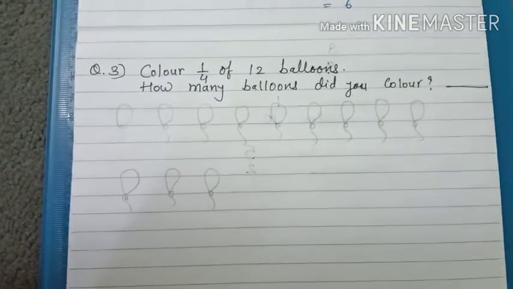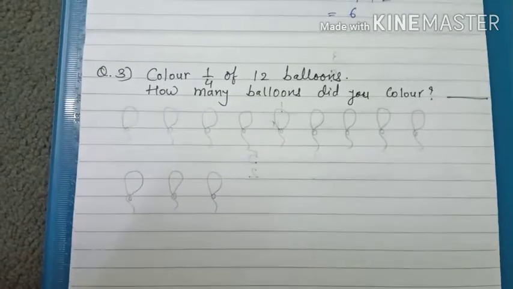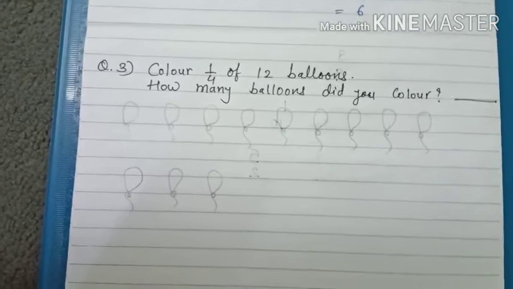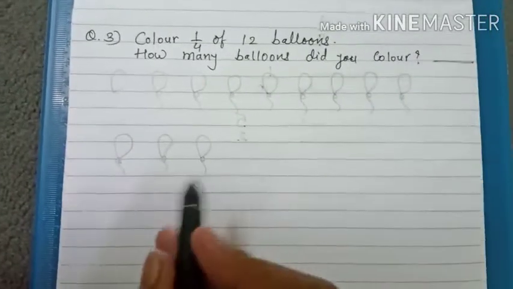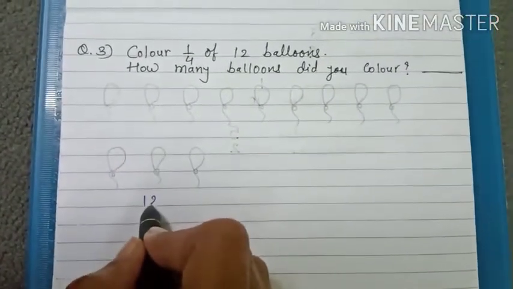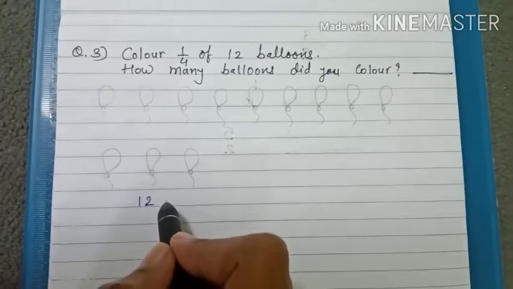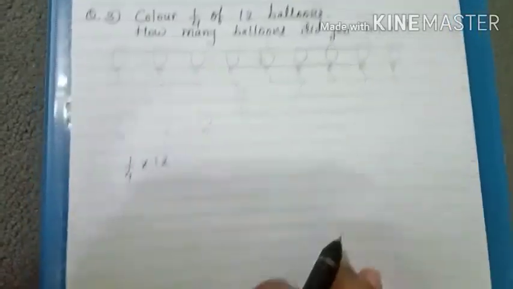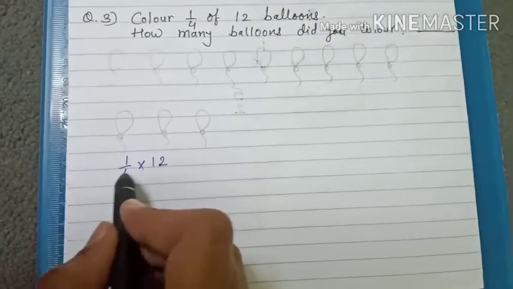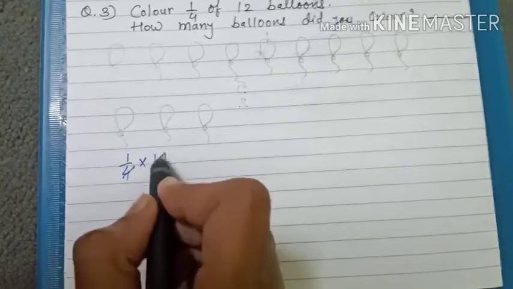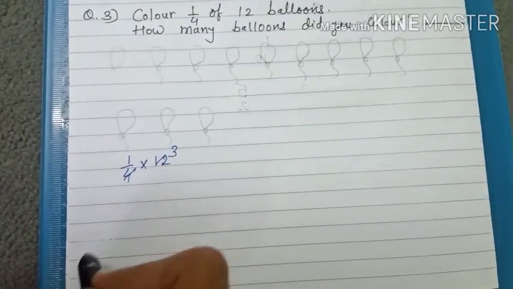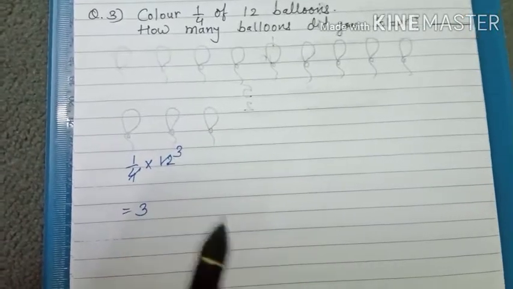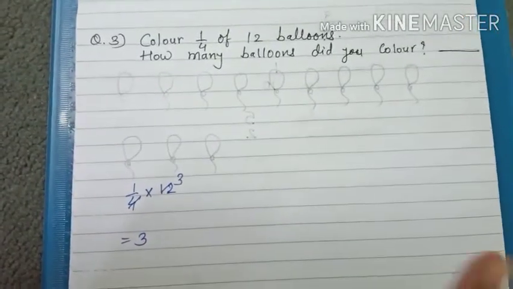So how can you find it? Just now I told you, you can find it both ways, with the method and with mind calculations also. So first we do the method. How? Number of balloons are 12, and we have to find the fraction 1/4. So 1/4 multiply 12. Now in 4 table, where comes 12? 4 3s are 12. So 1 and 3 left in numerator. So 3 1s are 3. That means the 1/4 fraction of 12 is 3. That means we have to color only 3 balloons.